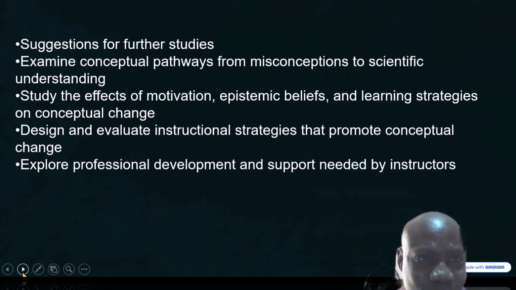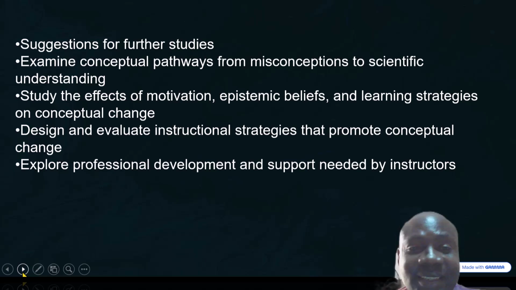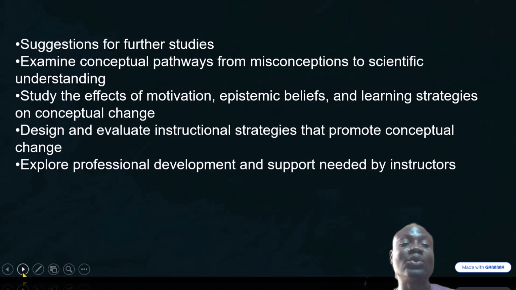Now, let's go to what we can call their suggestions. Number one thing they suggested is the conceptual pathway from misconception to scientific understanding. That means from the wrong way of knowing to the right way of knowing. There's a need to have a trajectory of what is taking place there. That's a study. So if I want to go into this one, I can say my new study is that I want to shed light on the conceptual pathway from misconception to scientific understanding.